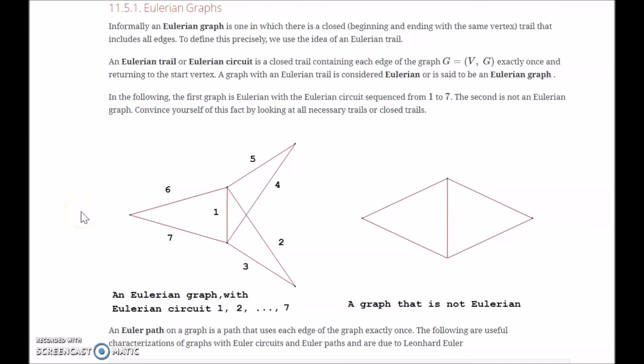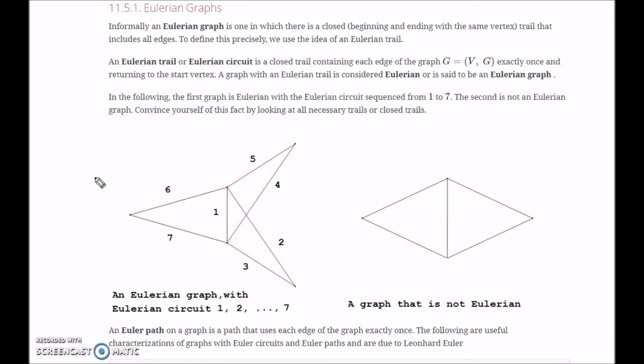All right, moving on to Eulerian graphs. Basically, an Eulerian graph, and just for the record, the name comes from the mathematician Euler. It is not pronounced "Yoo-ler"; it is pronounced "Oiler". He was very, very prolific and did a lot of stuff in graph theory. So basically, an Eulerian graph is a graph that has a trail.